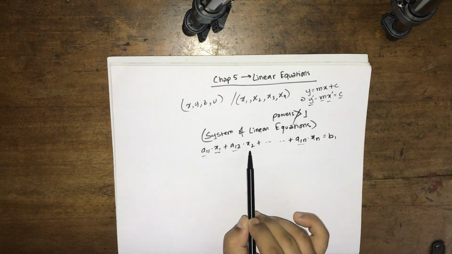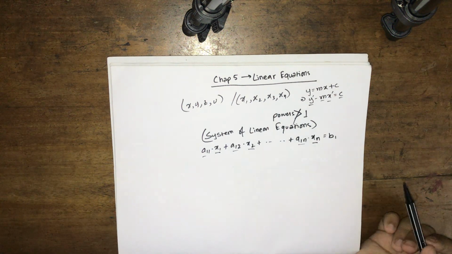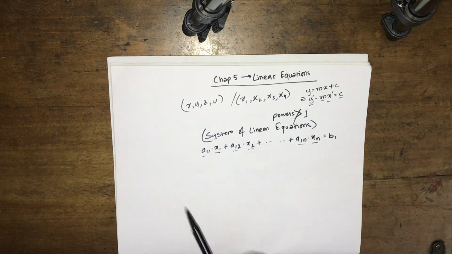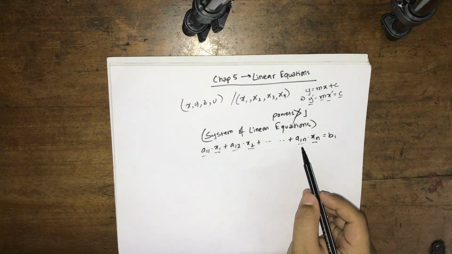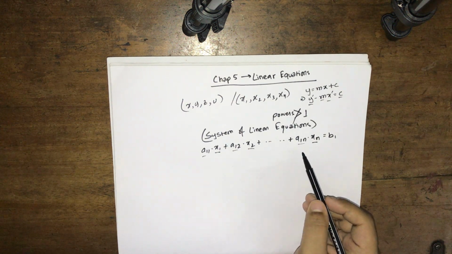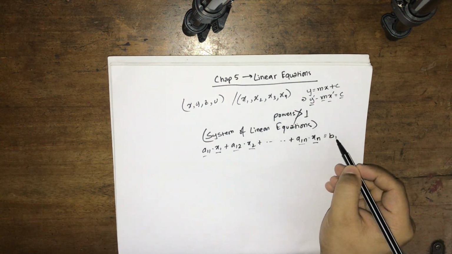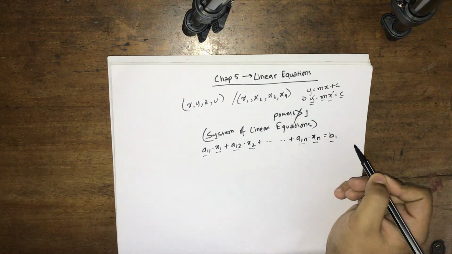Here x1, x2 up till xn are my variables. I'm denoting them as my variables. And a11 up till a1n are my coefficients, which are constant terms. And equals b1 is also a constant.